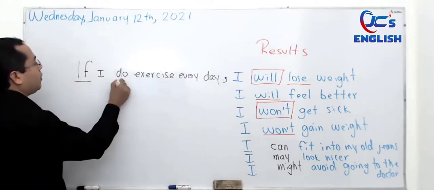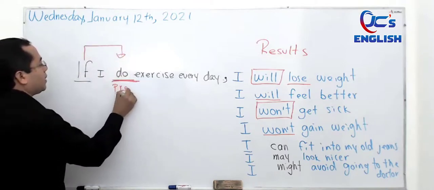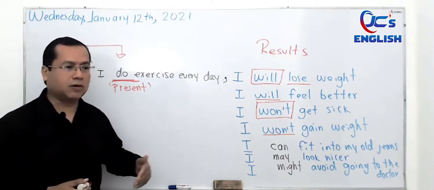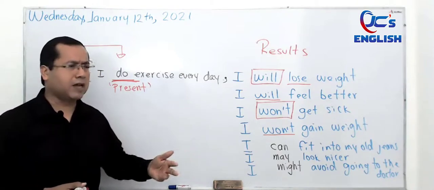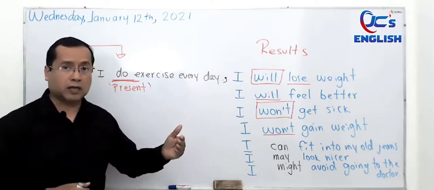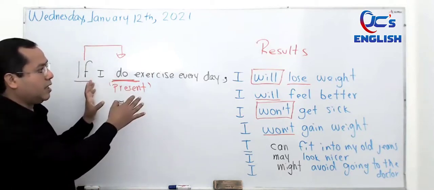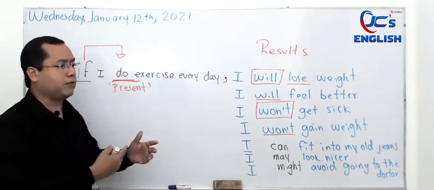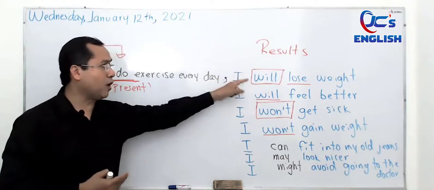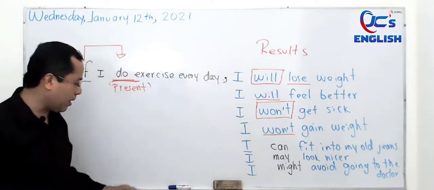Something that we have to be careful with right here, as you can see, is that when we use the if, we use present, right? As we use for habits or routines: I get up early every day. I cook my meals. I go to work. But by putting if at the beginning, you change that idea, not into a habit or a routine, but into a condition that will bring along a result. And the results will always be expressed through will, won't, can, may, or might. So we'll see more about this.